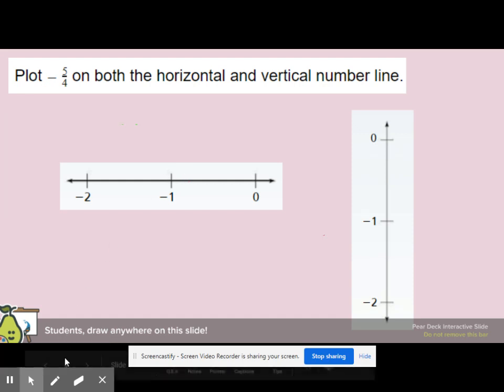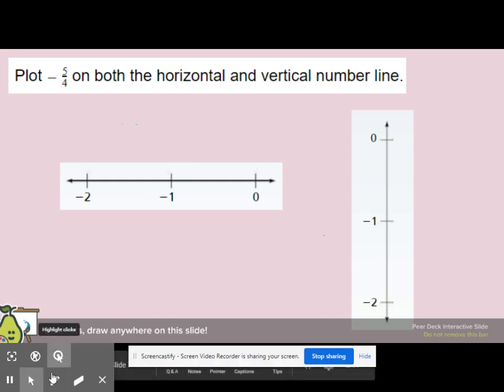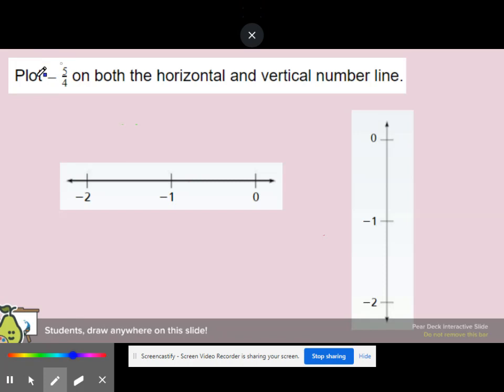Okay, so this was one that you need to try. They want you to plot -5/4 on both of the number lines. So they want you to practice plotting it on a horizontal, which is like flat, side to side, and a vertical, which is up and down. Look at your denominator. This should be divided into fourths, like 4 quarters make $1. So I want you to jot these on paper. If you're watching the recording, pause it and try it.